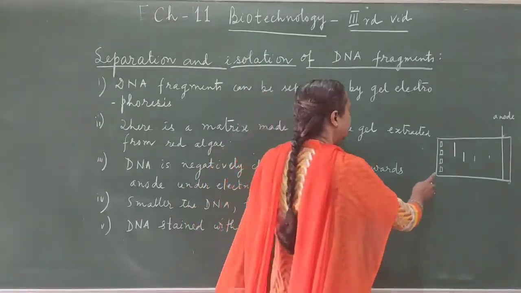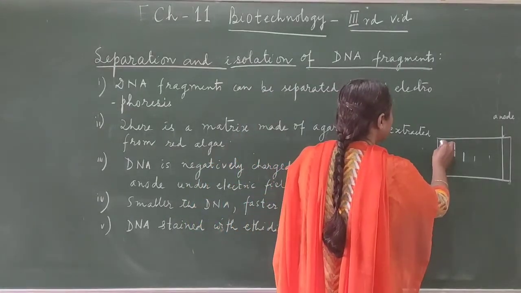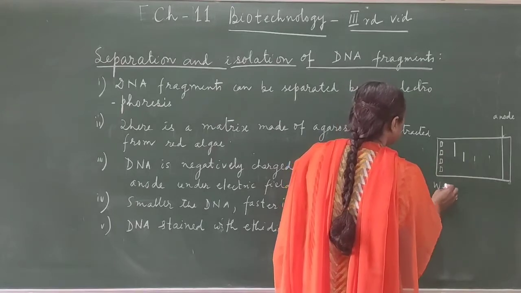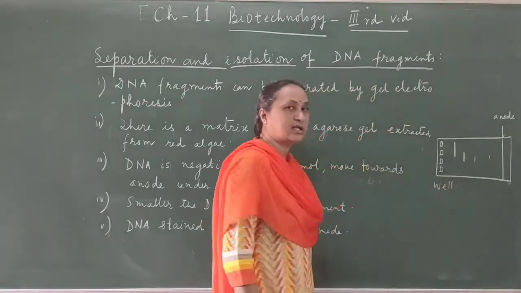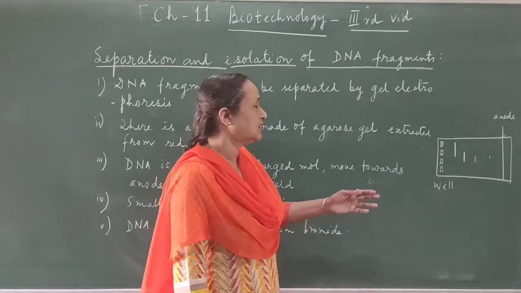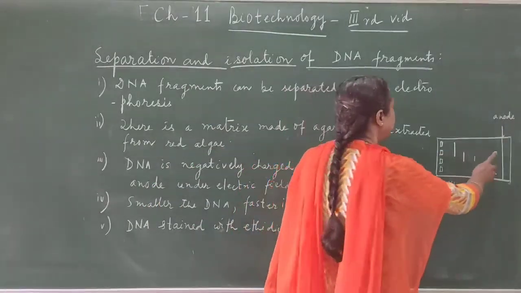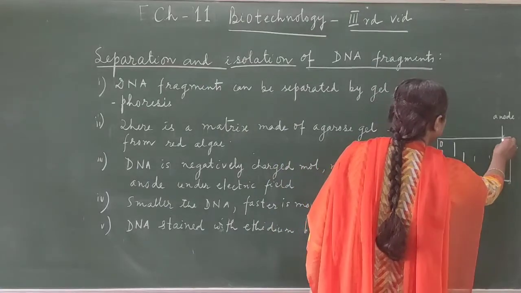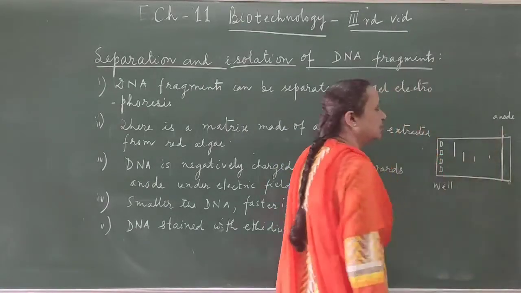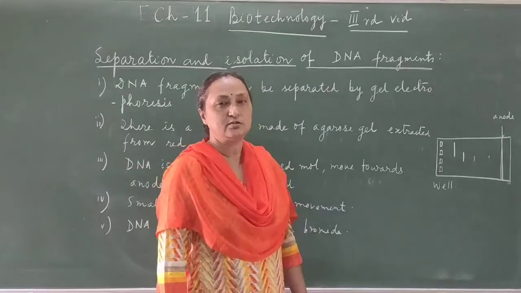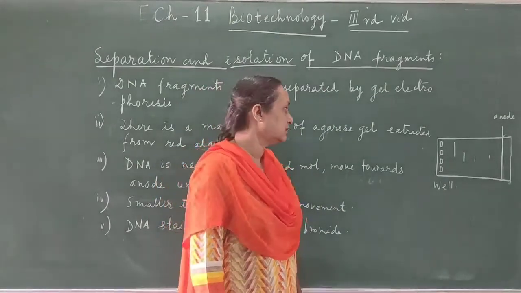So on one side of the medium you can find there are grooves, and these grooves are called wells, so that the cut DNA fragments can be loaded in the wells. Okay. Now at the other end of the matrix you can find it is connected to the anode, and the electric field is also supplied.